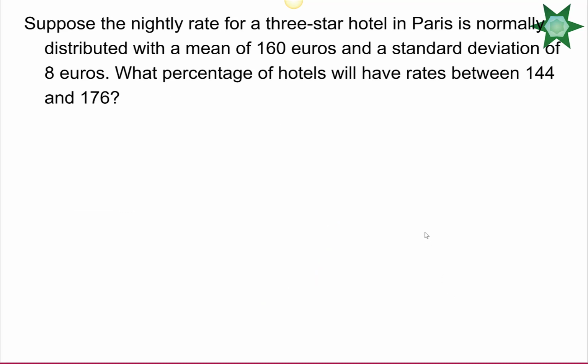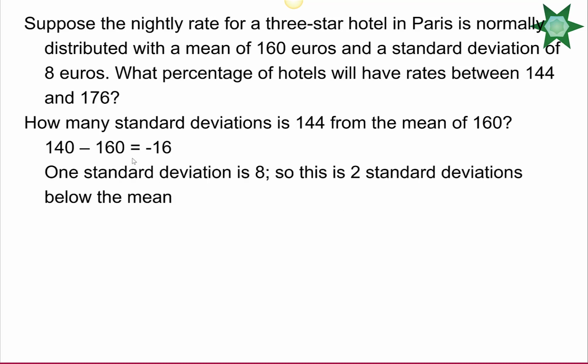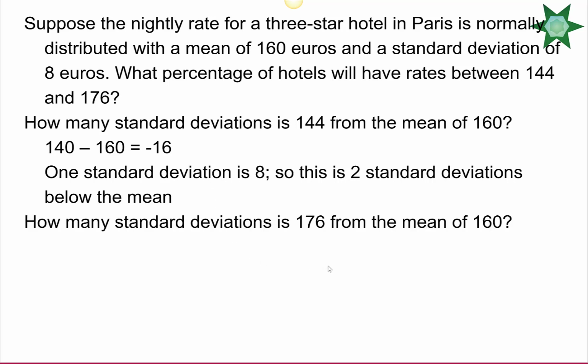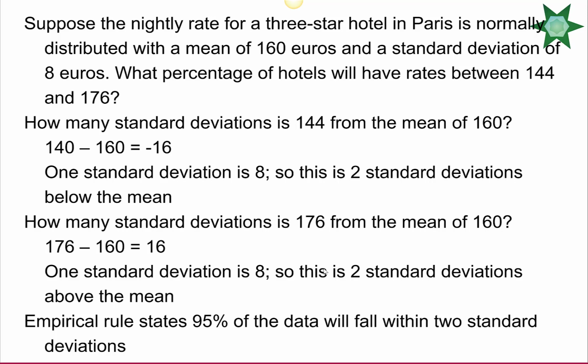Suppose the nightly rate for a 3-star hotel in Paris is normally distributed with a mean of 160 euros and a standard deviation of 8 euros. What percent of hotels will have rates between 144 and 176? So again, how many standard deviations is 144 from 160, the mean? It's 16 euros below. The standard deviation is 8, so this is 2 standard deviations below the mean. How many standard deviations is 176 from the mean of 160? It's also 2 standard deviations. So the empirical rule tells us 95% of the hotels will have rates between 144 and 176 euros.